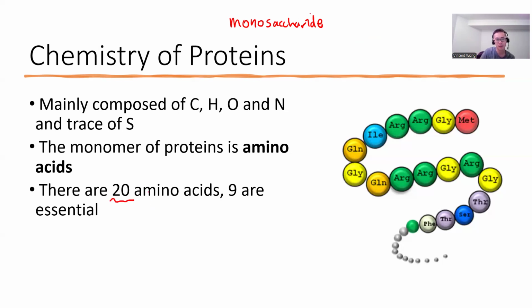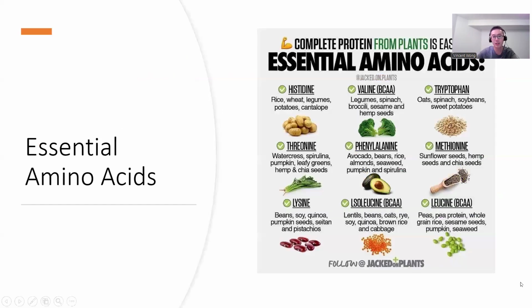You don't have to memorize all of them, but you should know there are 20 amino acids. Nine of them are essential. What does essential mean? Do you remember from a couple slides ago? It means the body cannot make it, so we have to take it from food. Exactly. Nine of them you can't make, and you gotta eat them.